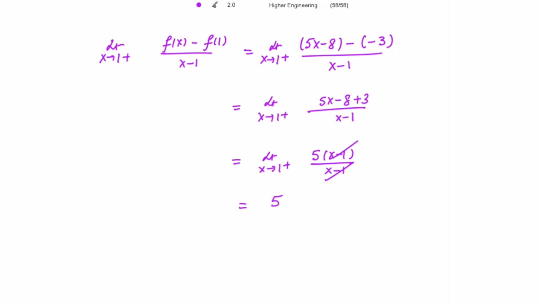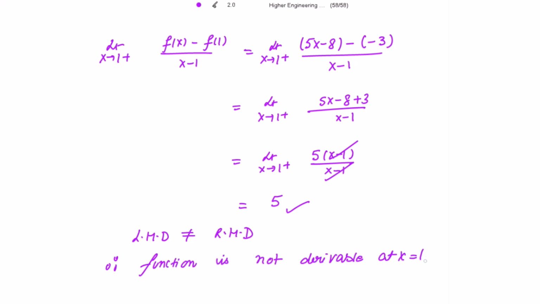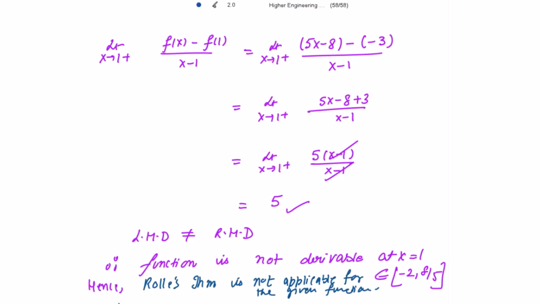And what is the left-hand derivative? It is 2, and the right-hand derivative is 5. So that means the left-hand derivative is not equal to the right-hand derivative. So the second condition of Rolle's theorem is not satisfied. Therefore, the function is not derivable at x equal to 1, where this 1 belongs to the closed interval given to us. Hence, Rolle's theorem is not applicable for this function. Alright, thank you. Stay blessed.